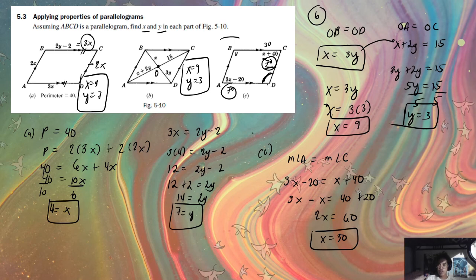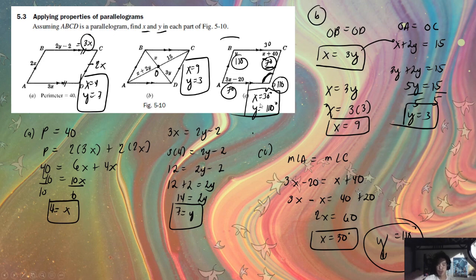So if this is 70 degrees, this must be 110 degrees. And this must also be 110 degrees. So therefore, for this problem, y is equal to 110 degrees. Therefore, for letter C, x is equal to 30 degrees and y is equal to 110 degrees. Okay, and that's how we solve this parallelogram problem for our fifth lesson.